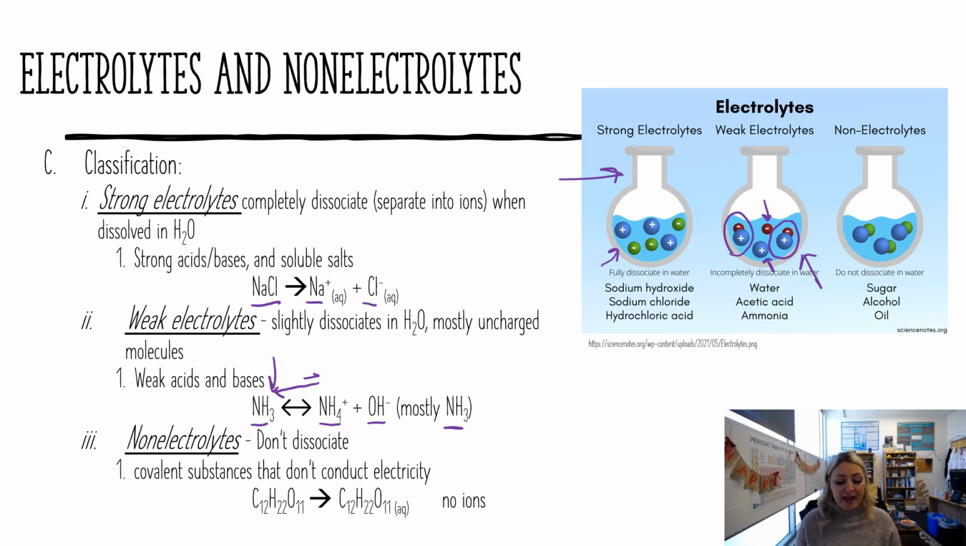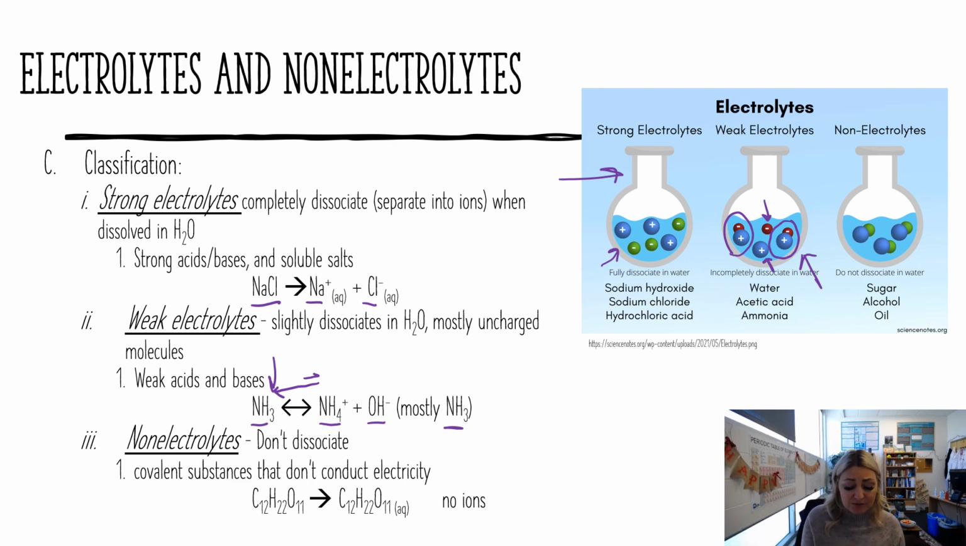And finally, we have non-electrolytes. These do not dissociate at all. They're not going to conduct electricity. And examples of these are covalent substances. Covalent substances haven't had a transfer of electrons. They're not going to dissociate the cation from the anion because they don't have a cation and an anion.